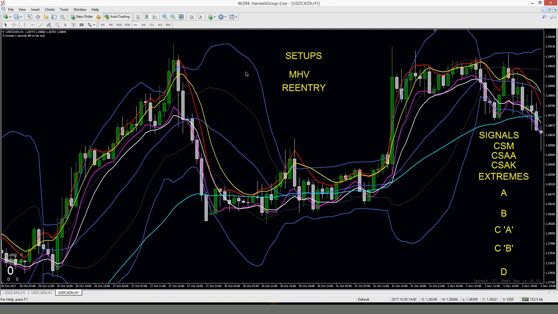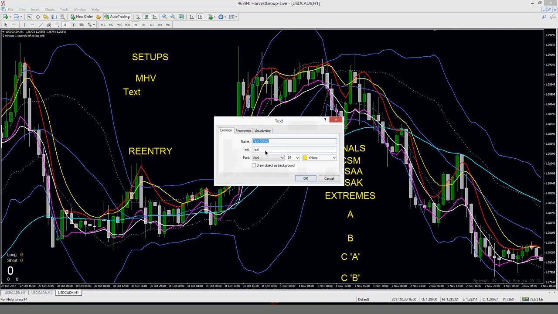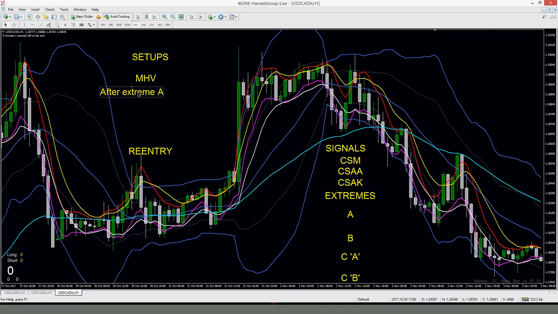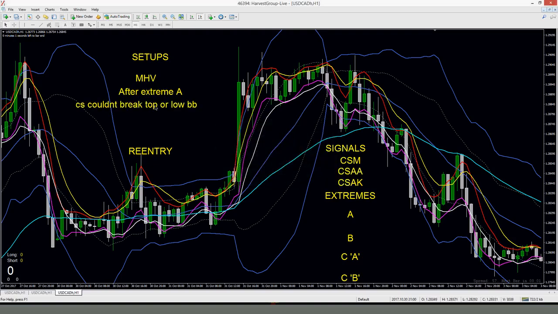Okay, hope that works. All right, so the first setup is obviously MHB. MHB has four characteristics. Obviously, it has to happen after an extreme A. There should be a candle that couldn't break top BB. So let's find that here.